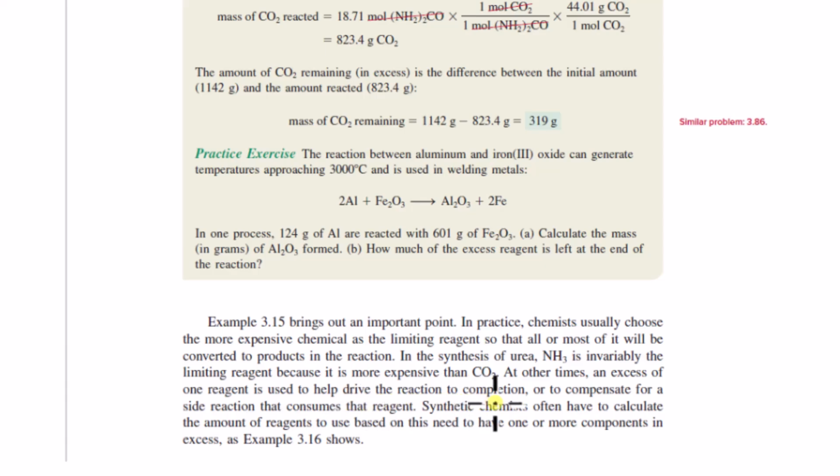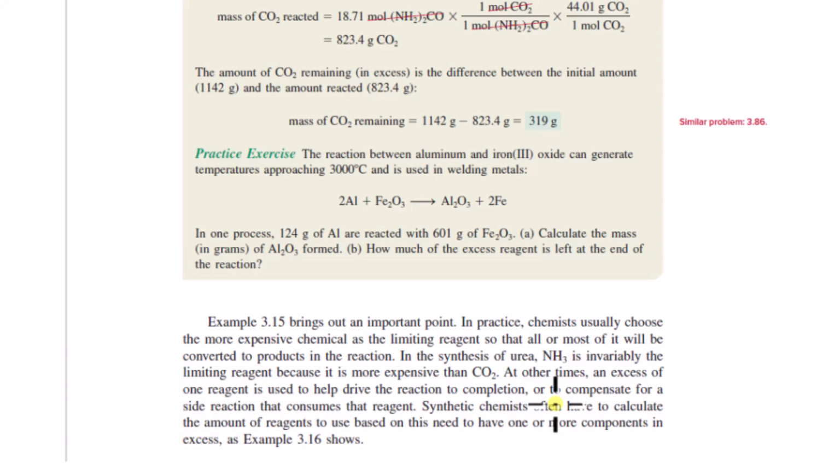Now it says, at other times, an excess of one reagent is used to help drive the reaction to completion, or to compensate for a side reaction that consumes that reagent. Yeah, so we're going to learn in later chapters about rates of chemical reactions. So maybe it's the case that if you let a reaction take place at close to the stoichiometric amounts, then the reaction is very slow. Or like it says here, maybe there's these slight side reactions taking place. Or maybe the reaction is slightly reversible. It goes in both directions.